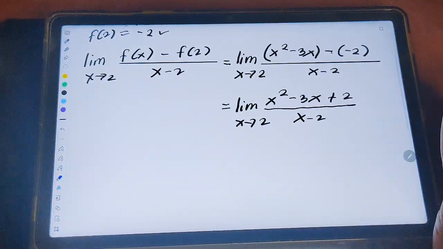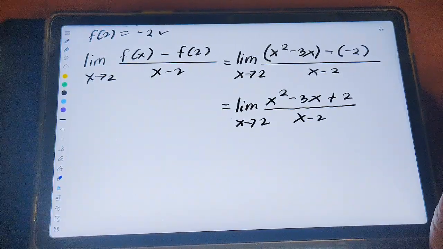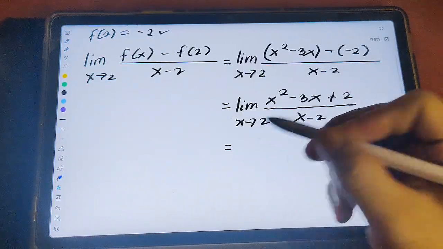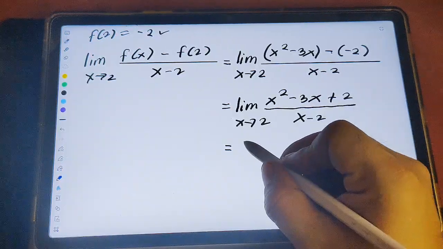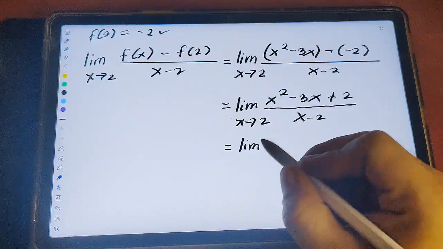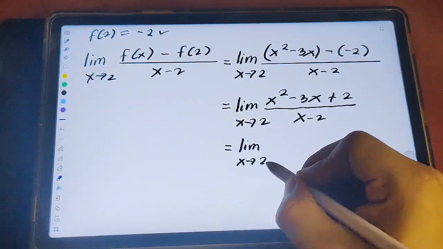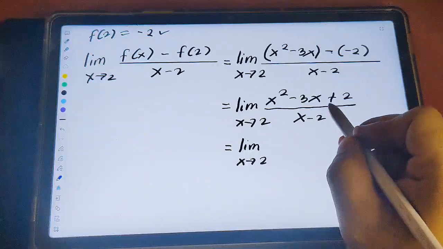So, a straight substitution will also lead to the indeterminate form. So, that's why, what I have mentioned earlier, we have to do something else. In this case, we can solve this indeterminate form of limit by factoring. Okay, the numerator is factorable. So what are the factors of x squared minus 3x plus 2?